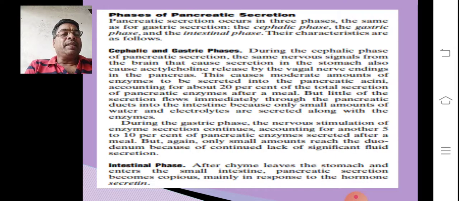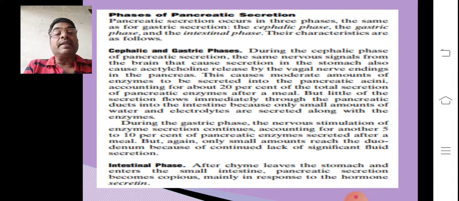But little of the secretion flows immediately through the pancreatic ducts into the intestine, because only a small amount of water and electrolytes are secreted along with the enzymes. During the gastric phase, the nervous stimulation of enzyme secretion continues, accounting for another 5% to 10% of the pancreatic enzyme secreted after a meal. But again, only a small amount reaches the duodenum because of the continued lack of significant fluid secretion.